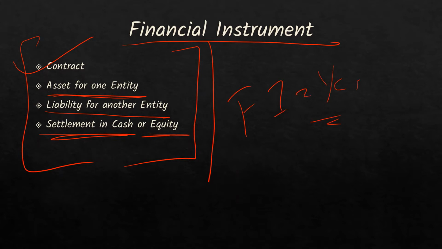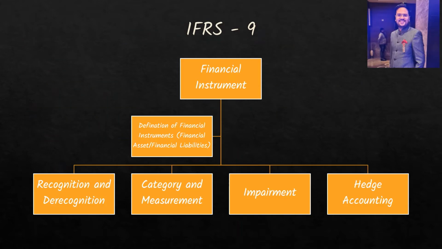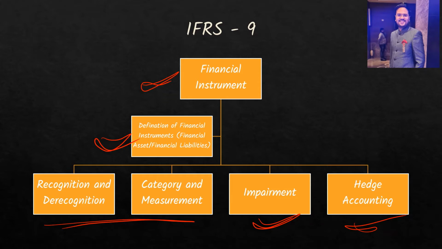IFRS 9 talks about financial instruments: what is a financial instrument, how to recognize and measure it, and also the impairment of financial assets and hedge accounting. So let's see when to recognize a financial instrument.